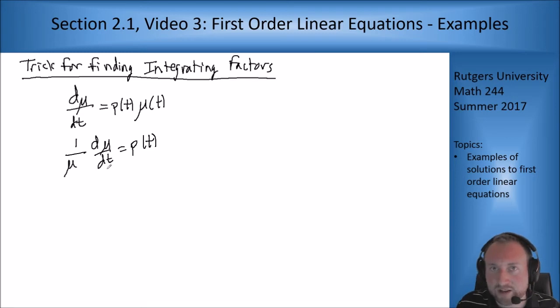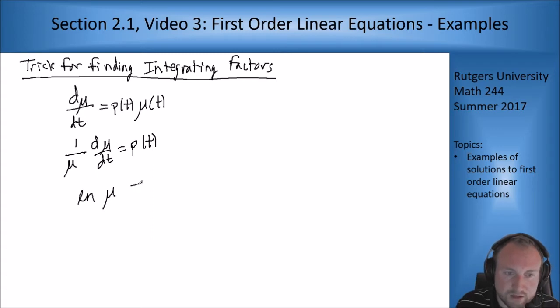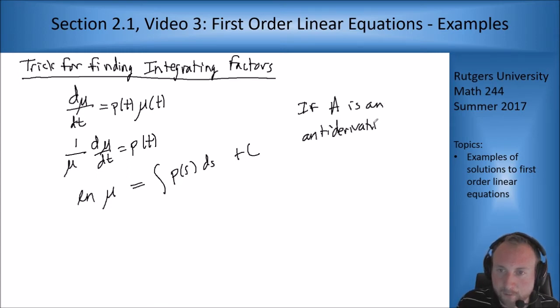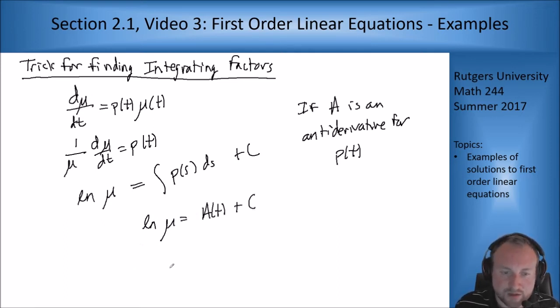And then in a separable equation, I can integrate both sides. So I get a log of mu equals an integral of p of s ds plus a constant. So if capital A is an antiderivative for p of t, this becomes log of mu equals A of t plus c. So then mu is just a constant times e to the A of t.